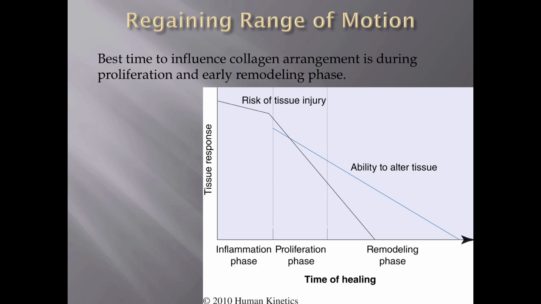So you see that the risk of tissue injury, once you enter into that proliferation phase, has a sharp drop. So the risk of tissue injury is pretty high during the inflammatory phase. So we have to be careful with those folks. But then as they move into the proliferation phase, towards the remodeling phase, you can start getting more and more aggressive with them. And that's when we have the greatest ability to alter tissue. So we can influence the collagen arrangement during this time without fear of injury or prolonging their recovery.